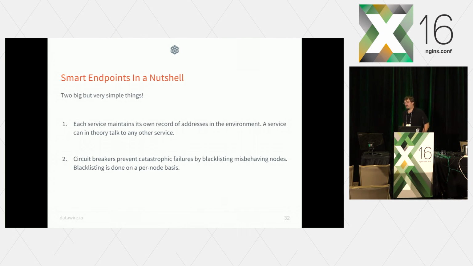So, smart endpoints in a nutshell. There are really two very important things here. Each service maintains its own record of addresses in the environment, so a service can, in theory, talk to any other service. And the circuit breakers prevent catastrophic failures by blacklisting misbehaving nodes. Blacklisting is done, once again, on a per-node basis.